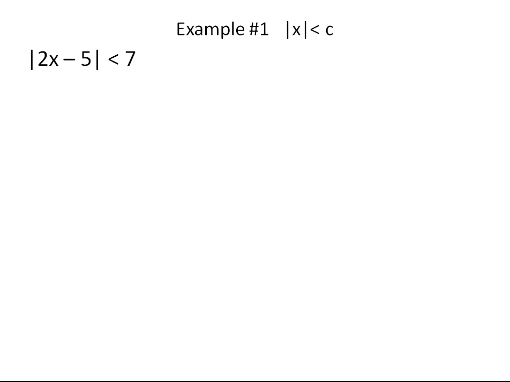So we're going to deal with one example in this video, and then I will cover the second example in another video. So the first one is we're dealing with the absolute value of x being less than a number. In this case, the absolute value of 2x minus 5 is less than 7. What we're saying here is because absolute value refers to the distance something is away from 0, we're saying that 2x minus 5 is less than 7 units away from 0.